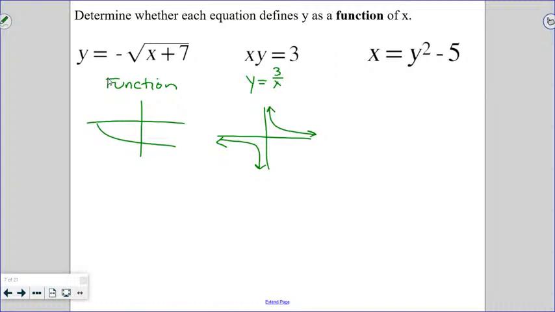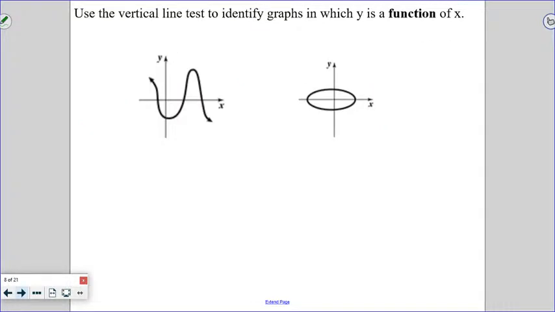Function or not a function? Not a function. All right. Vertical line test, function or not a function?